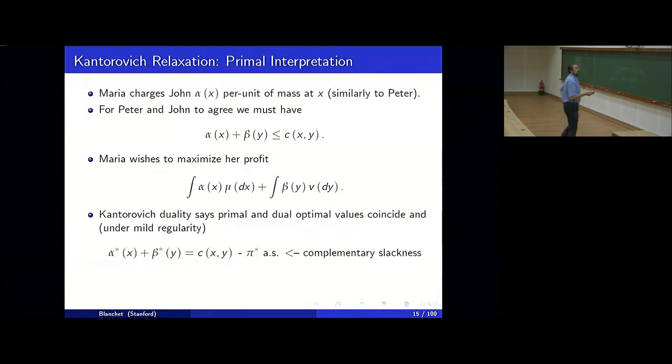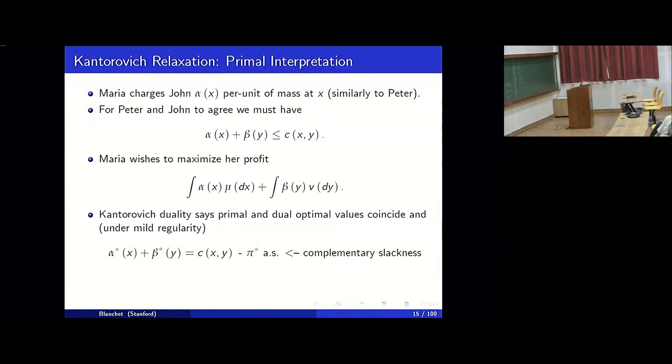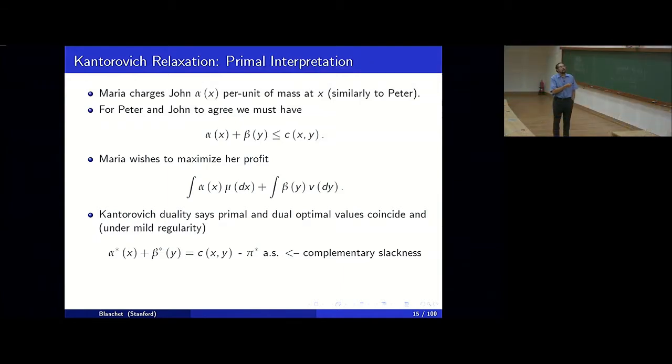Now, one thing that linear optimization gives you for free, again, if this all holds, is complementary slackness. You see, this is the dual variable. So the theory of linear programming is going to tell you that the Karush-Kuhn-Tucker condition says that c of xy minus alpha of x minus beta of y, times the optimal primal variable pi xy, is equal to zero. So only one of the two has to be equal to zero.